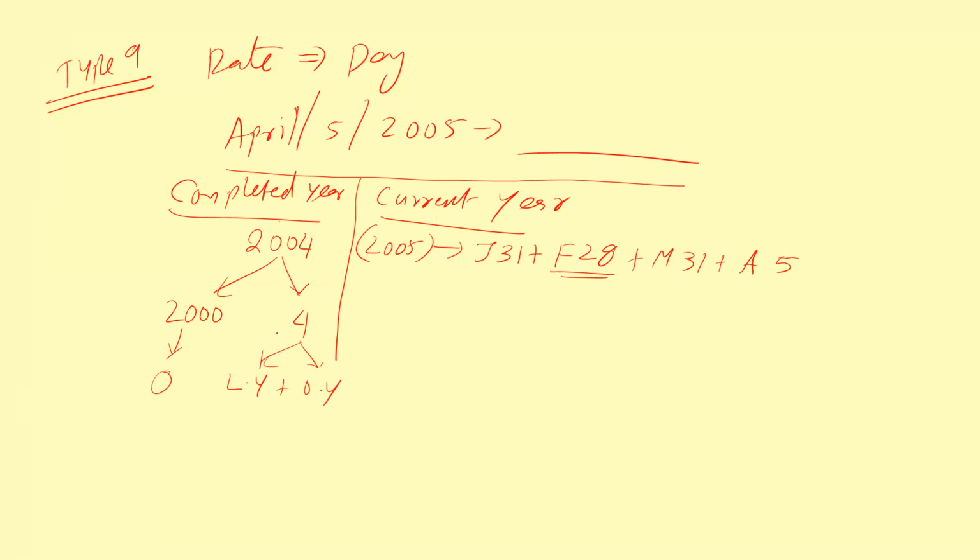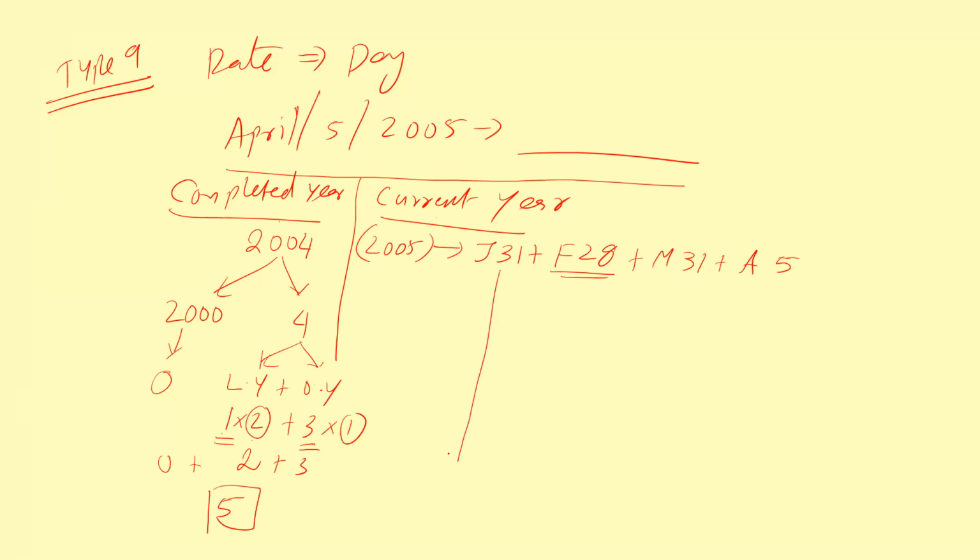How many leap years will there be in 4 years? Only one leap year, and the remaining 3 are ordinary years. One leap year has 2 odd days, and each ordinary year has 1 odd day. So totally 2 plus 3, plus 0. The answer is 5. So we got the odd days for 2004: 2004 has 5 odd days.